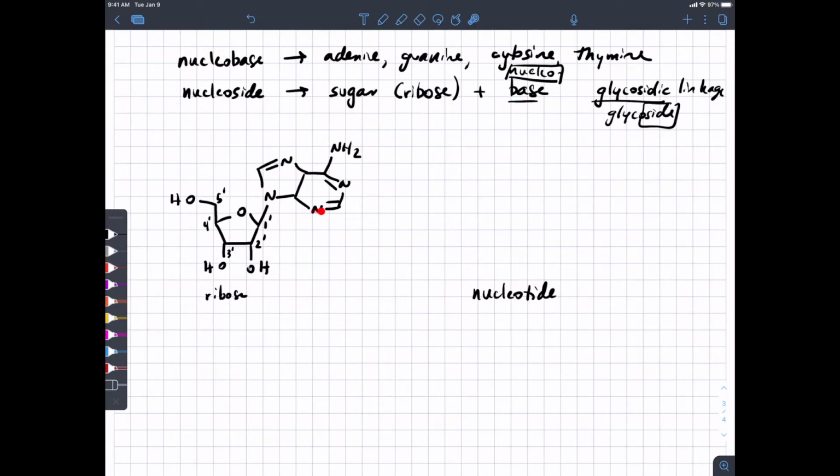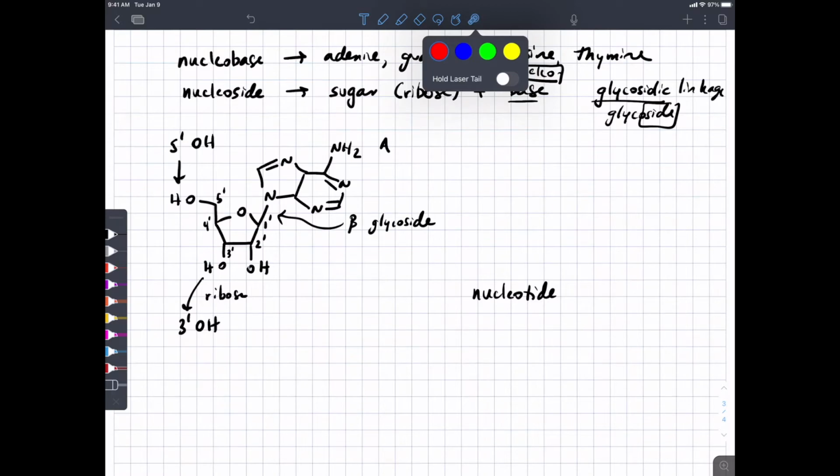The base is linked to the ribose sugar via a beta glycosidic linkage, meaning the base is up. So this part is A. This is the ribose sugar. Notice that the ribose sugar has OH groups on the 2' carbon and on the 3' carbon. And then there is a 5' methylene group with an OH group there. So this is often called the 5' hydroxyl, and this is called the 3' hydroxyl.